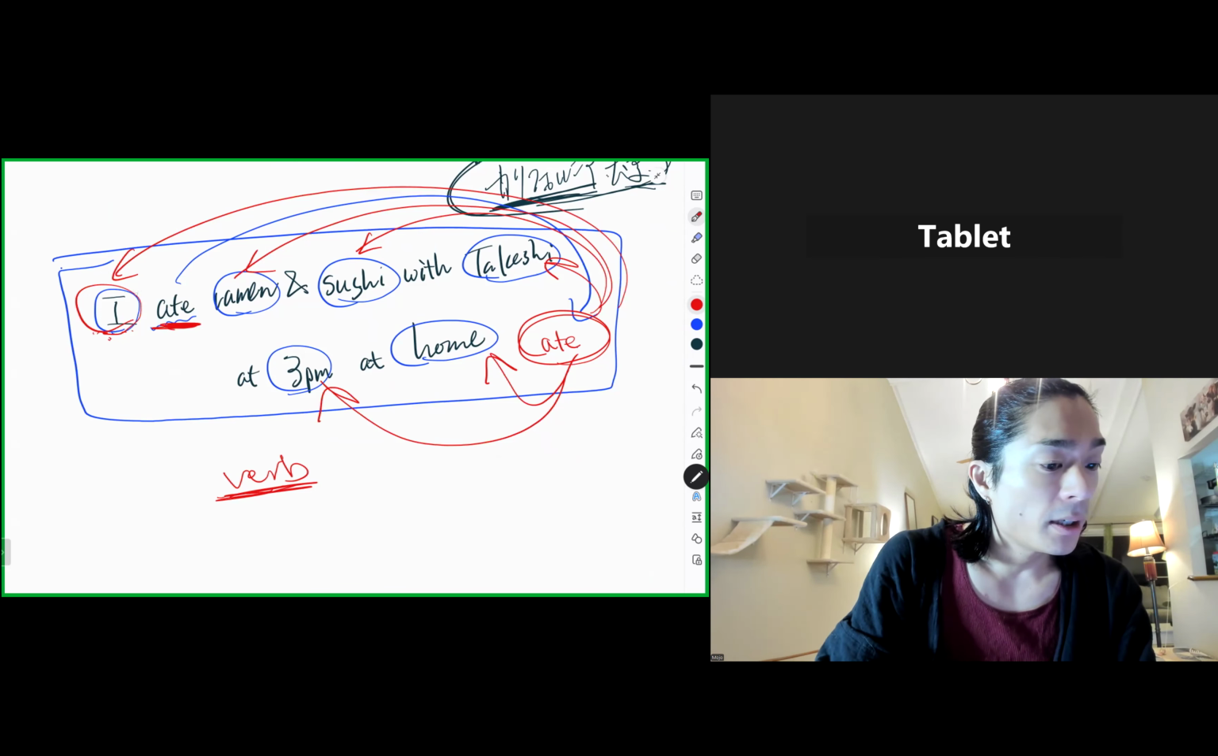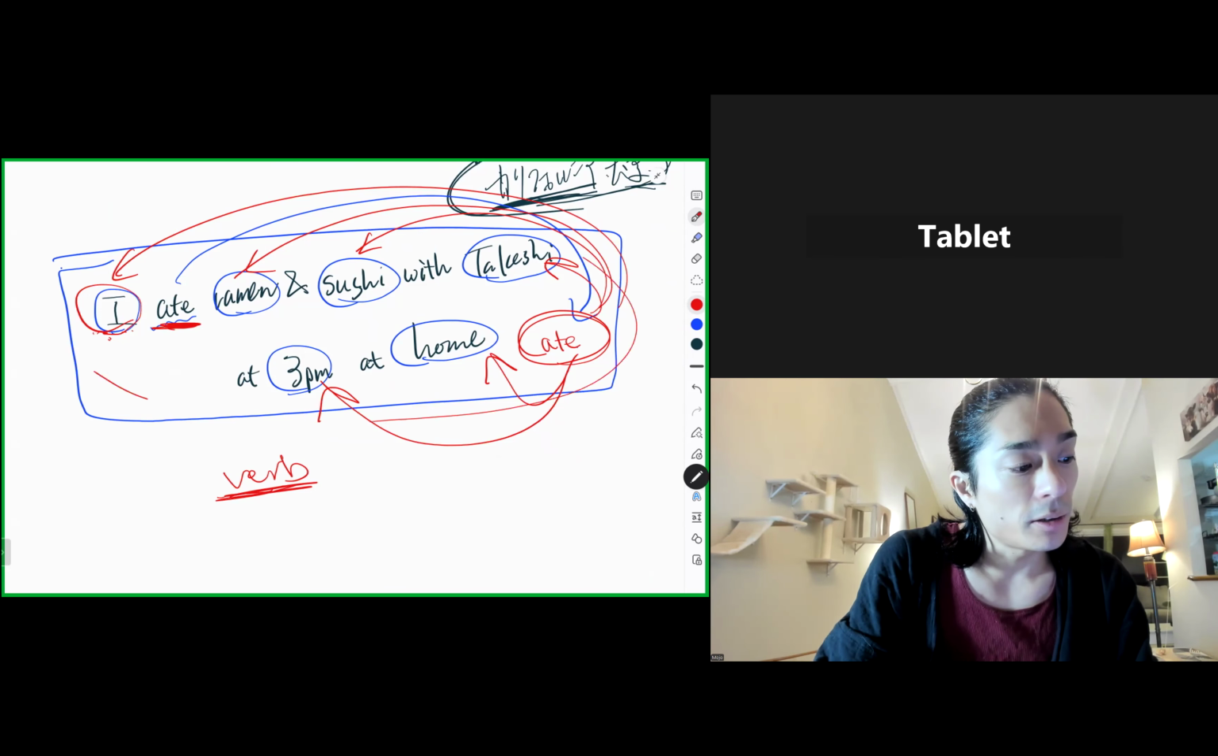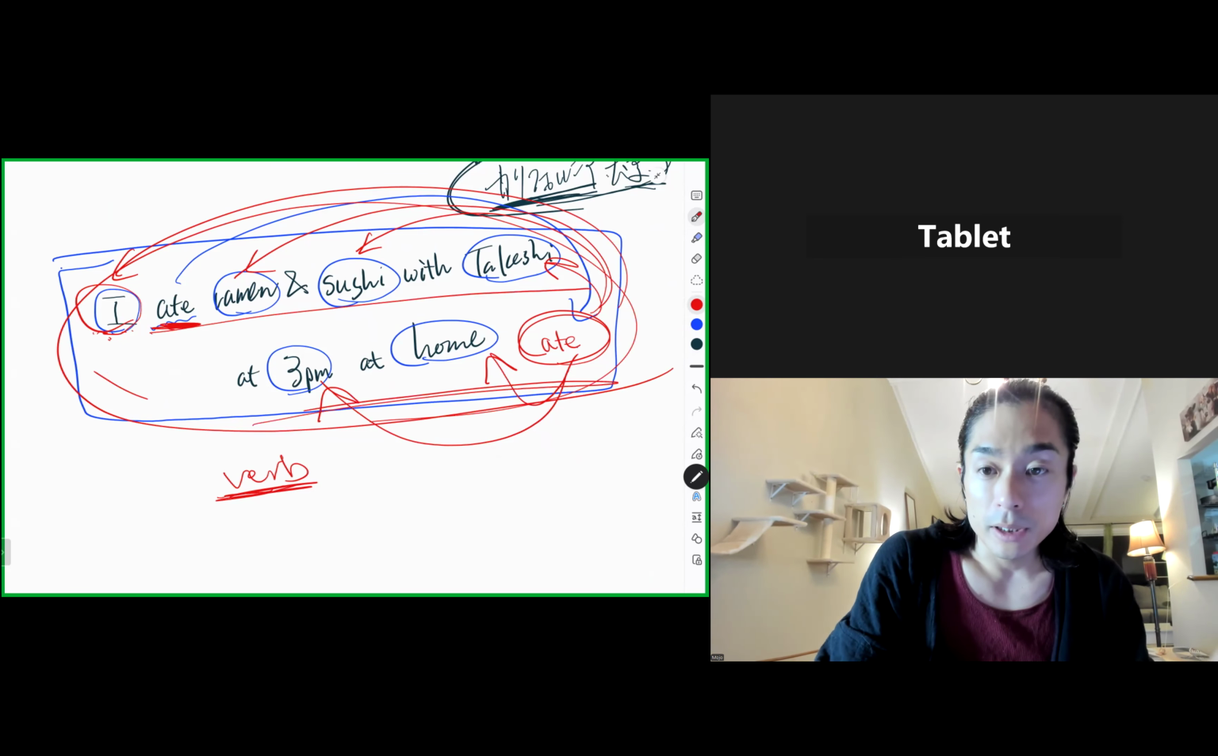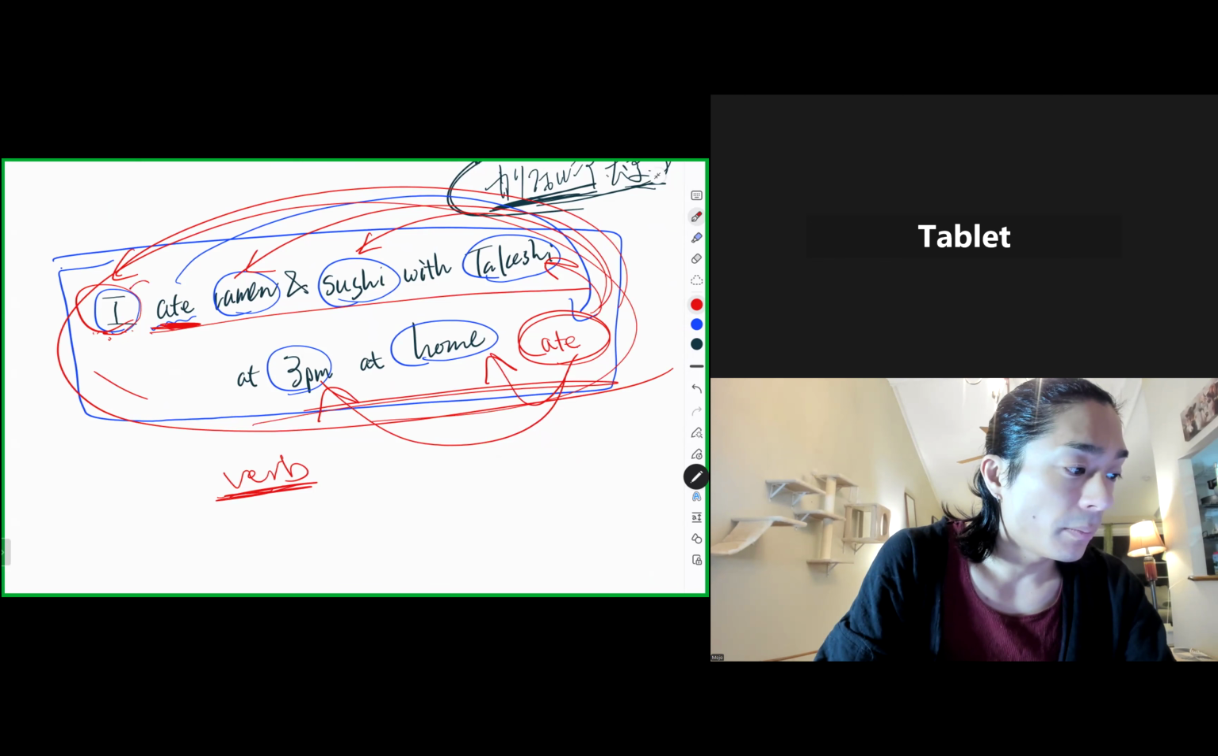Usually, the latter information is more important. Topic is more important. So let's emphasize topic. So let's put wa instead of ga.